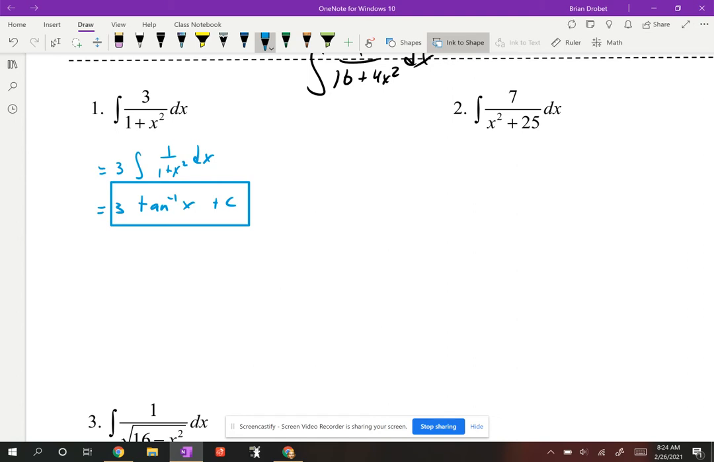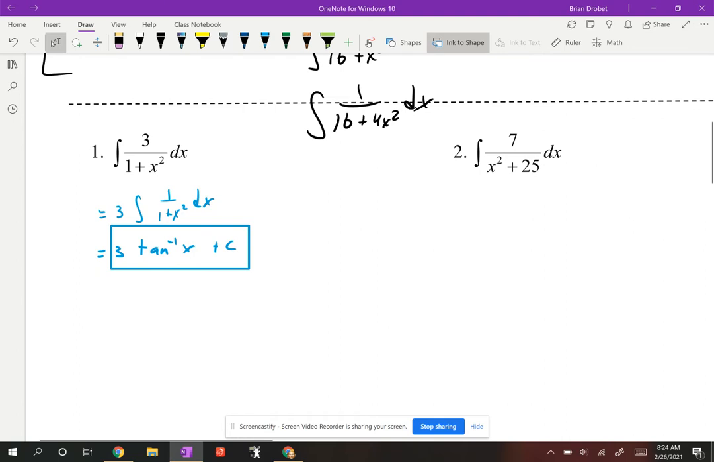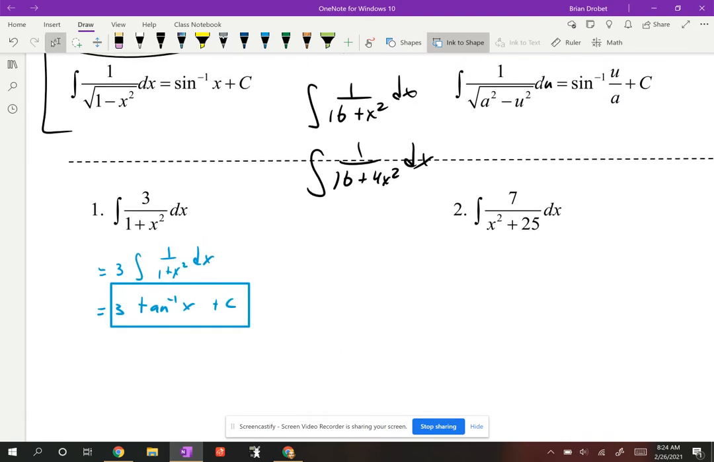Now, when I look at a problem like number 2, not as straightforward, but when I look at this, I recognize I cannot apply a u substitution because if I let u equal x squared plus 25, my du is going to have an x in it. I don't have that x. So if I can't do that, the next thing I notice is I do have x squared plus a constant. That is the format of an inverse tangent.